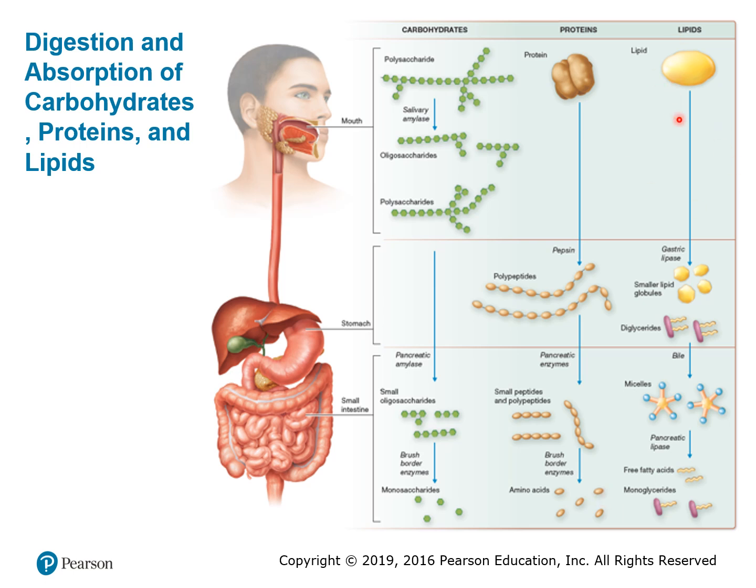Lipids are going to be digested by gastric lipase. They're going to be put into smaller lipid globules. You're going to have diglycerides, which are two fatty acids attached to a glycerol. They're going to be then put into micelles. Then you have pancreatic lipase, which is going to digest them into free fatty acids and monoglycerides, which is what travels in the blood.